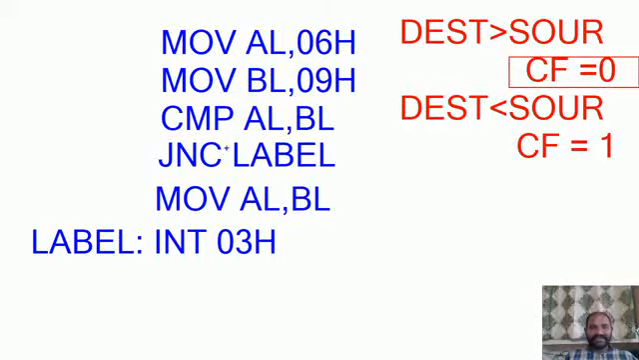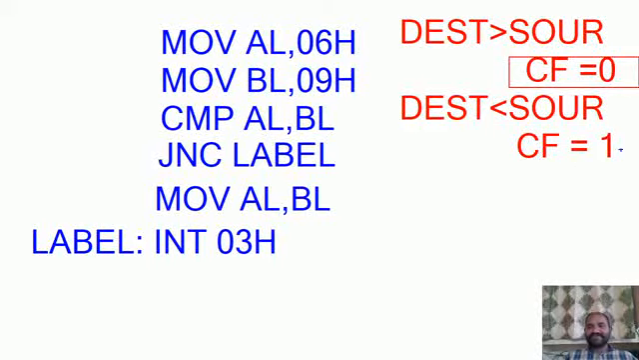If there is a carry, then I would like to load the source value into the destination. So I'm doing that using the MOV instruction. The BL value is copied into AL. Because there is no carry we are looking, but obviously there is a carry because the AL content is 6 and the BL content is 9. So obviously 6 is less than 9, and 6 being less than 9 means there is a carry flag.